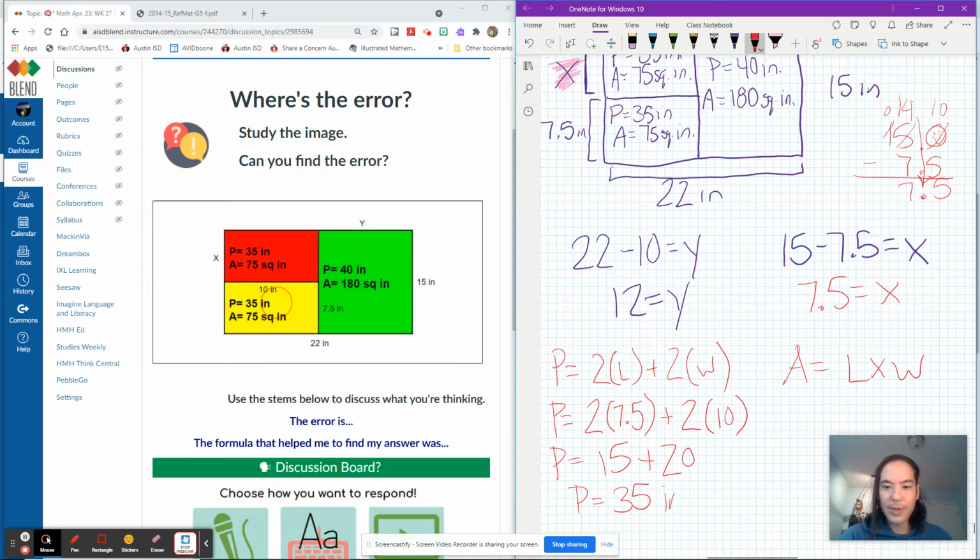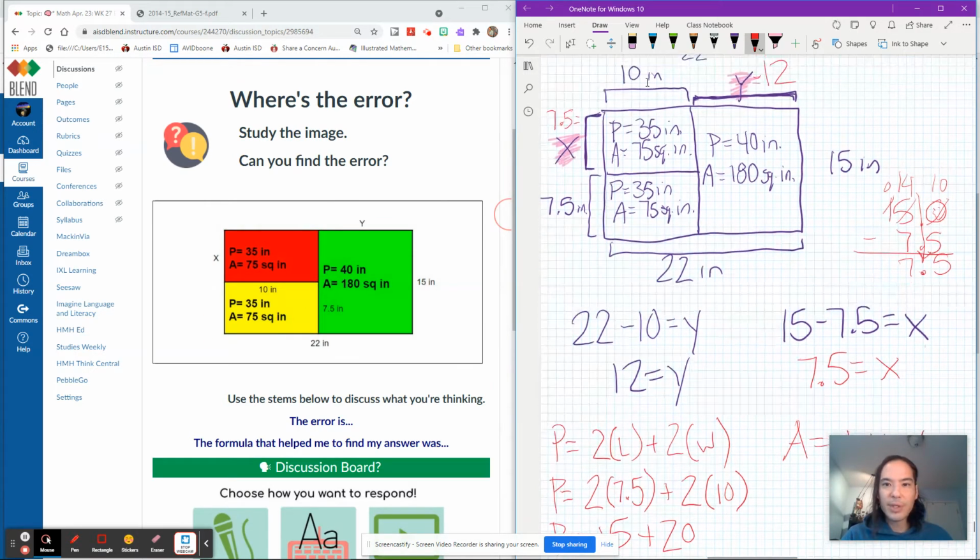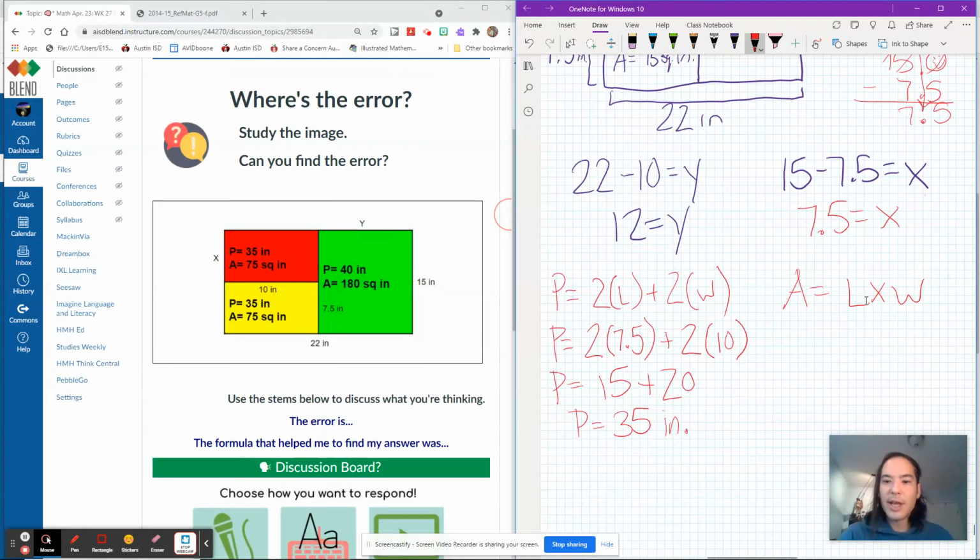So let me be specific. Our perimeter did in fact equal 35 inches for our red rectangle and our yellow rectangle because they have the same dimensions. They are 10 by 7.5. So let's check the area part. We're going to use the same numbers. Our length, 7.5. Our width was 10.